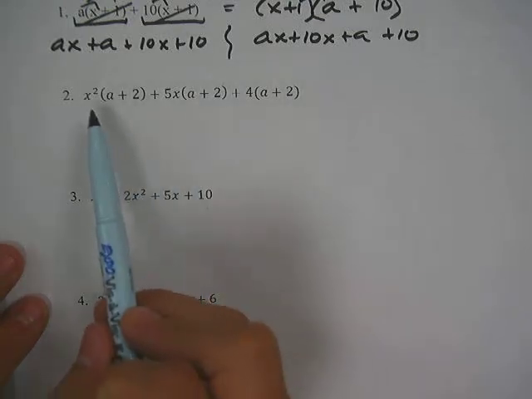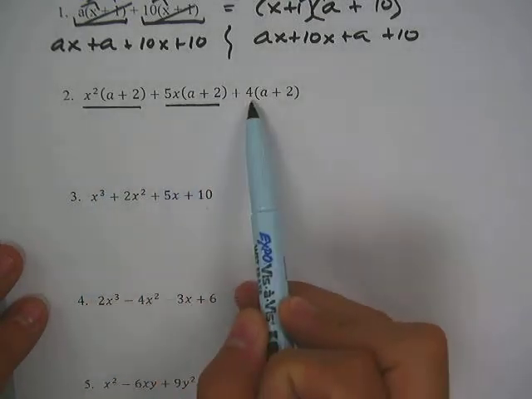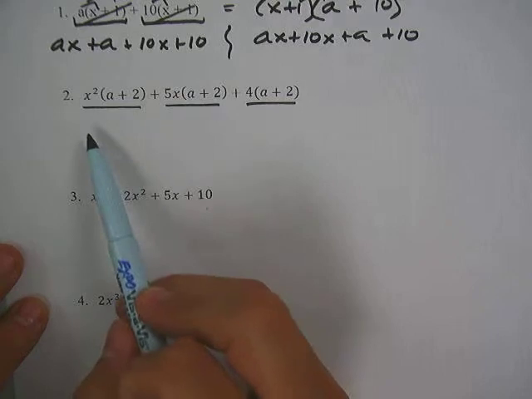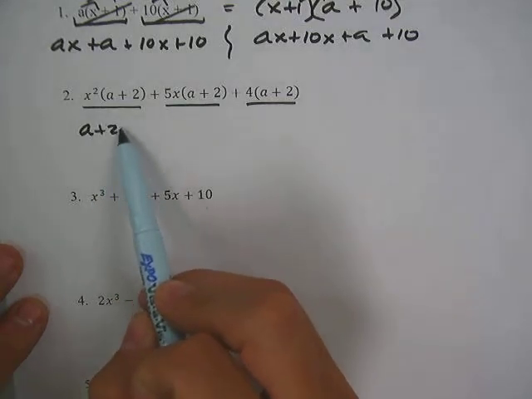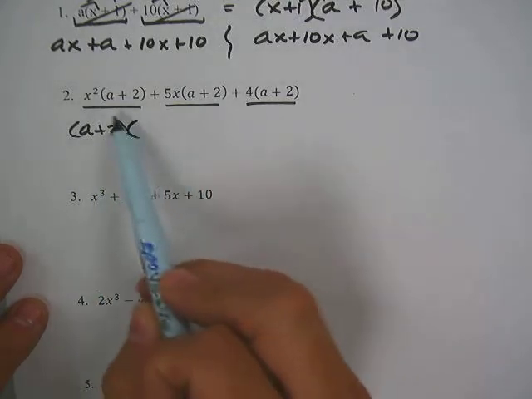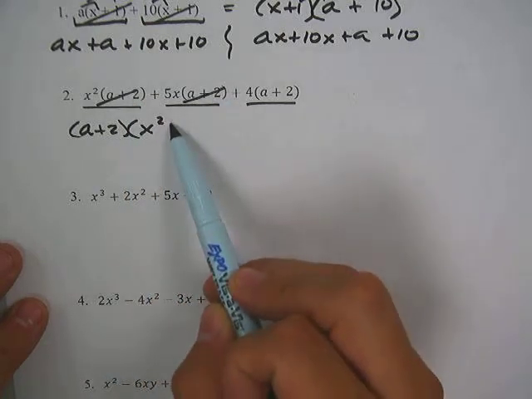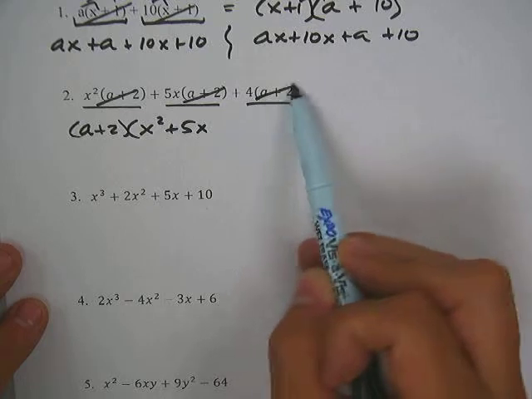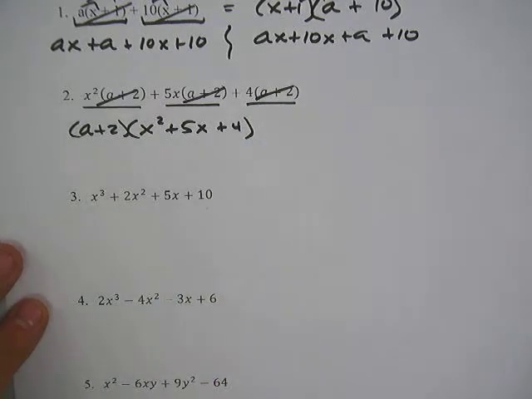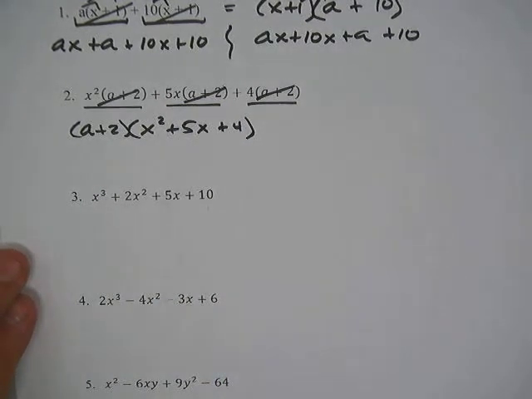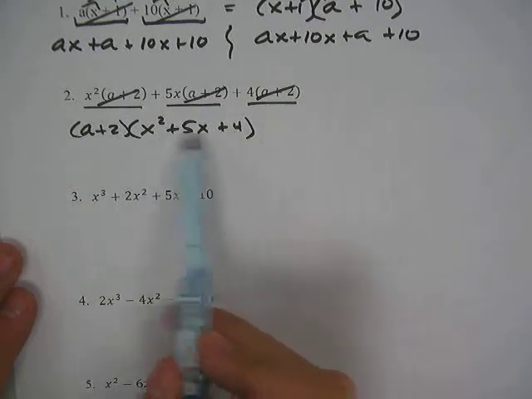So let's look at another one. So here you notice we have three terms. And they all have an a plus 2. So I'm going to take an a plus 2 out of all of them. So when I take an a plus 2 away from this, I have x squared. A plus 2 away from this, I have 5x. And a plus 2 from here, I have 4. Okay, so I just did some factor by grouping.